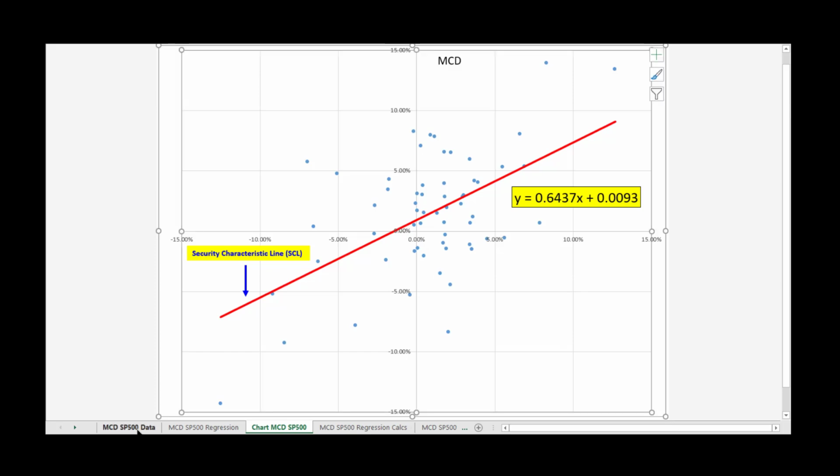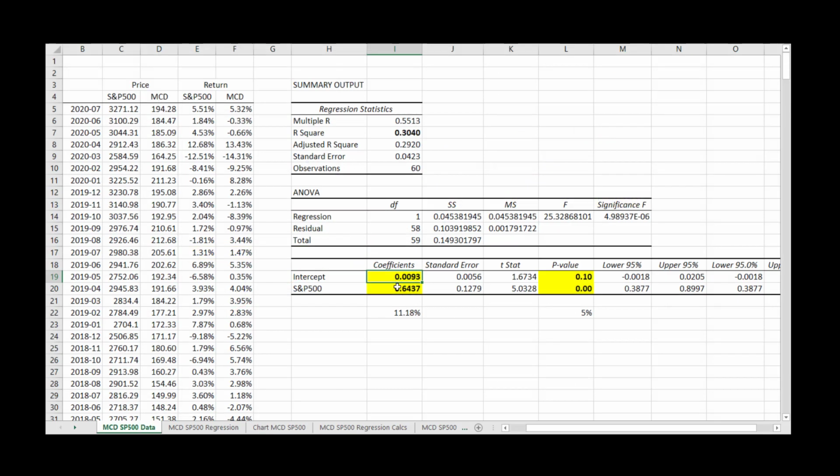So we've run our regression. We have that the beta for McDonald's over this time period is 0.64, and the alpha is 0.0093. We are more than 99% confident in the beta. We're 90% confident in the alpha.